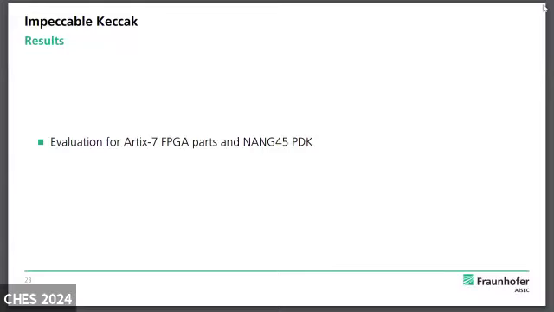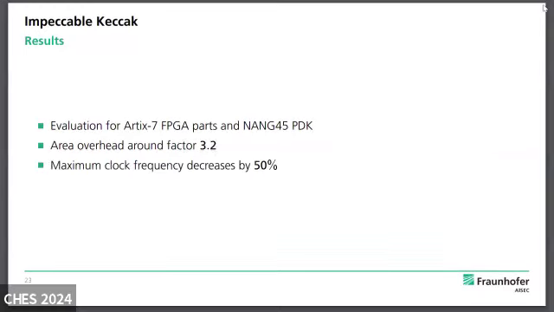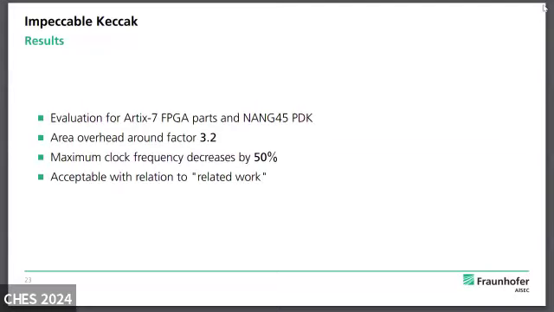So straightforward. As I said, we put it into hardware. We did an evaluation of RTX7 FPGA parts and the NAND G45 process design kit for ASICs. And if you put it into hardware, it costs you around a factor 3.2 more hardware than a normal Keccak. And your maximum clock frequency decreases by 50%. So I would say this kind of seems acceptable with relation to related work, but obviously that depends on your use case.